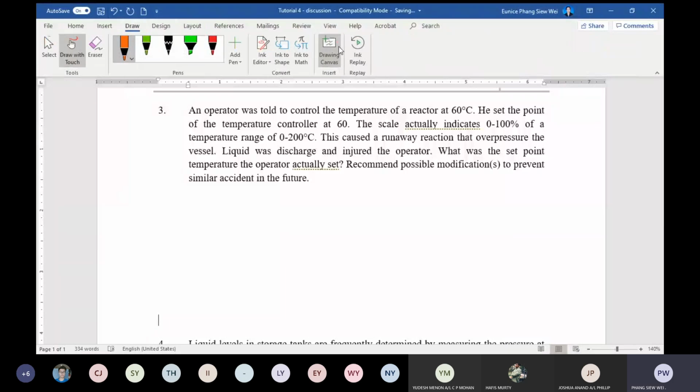I'm going to draw this. Okay, so this is the indicator. We have it 0 to 100. So what happened is this is 60. So the operator set this one. He actually set 60% of 200 degrees. Yes. So what is the temperature that he set?